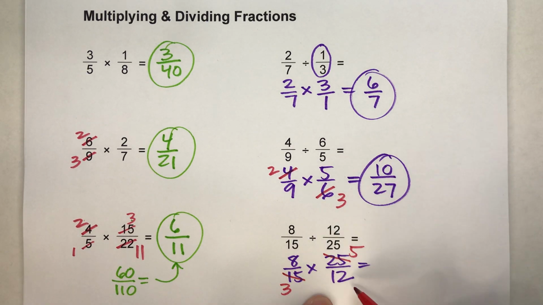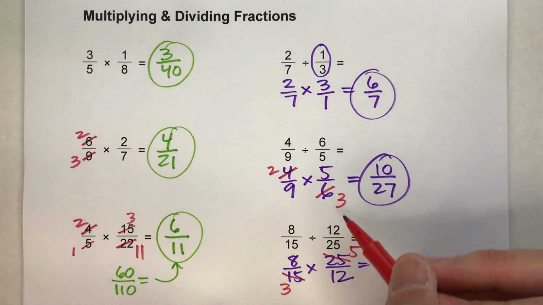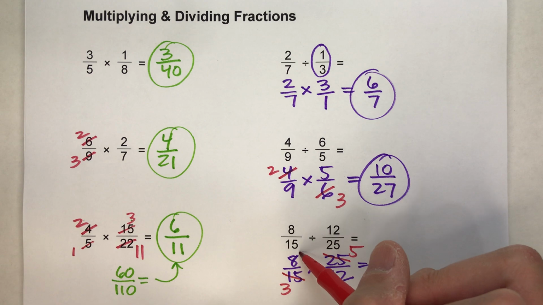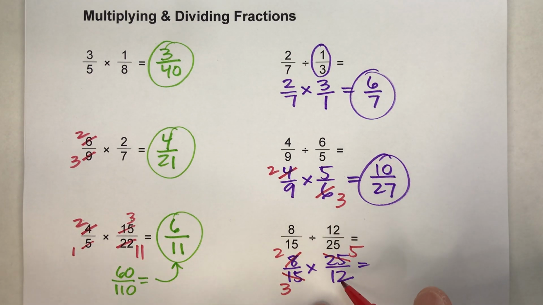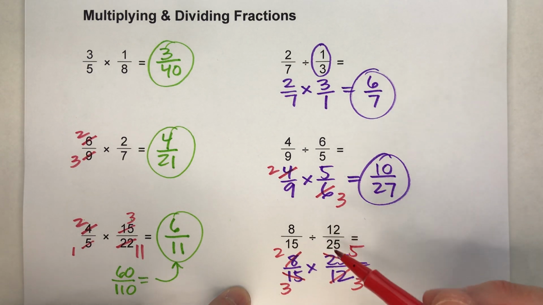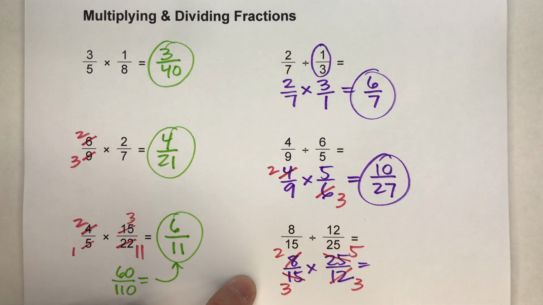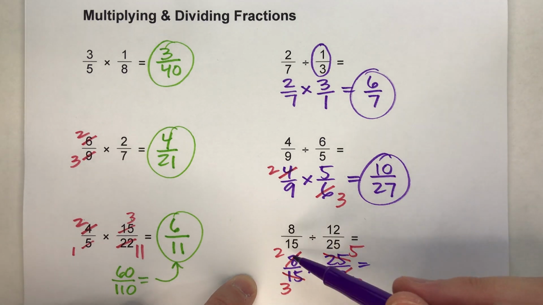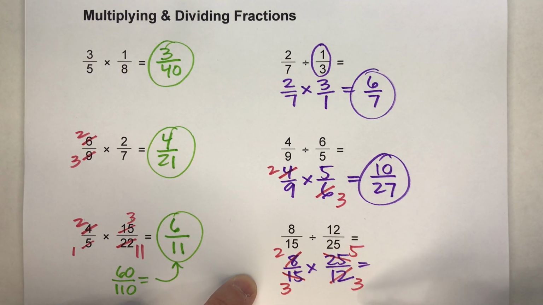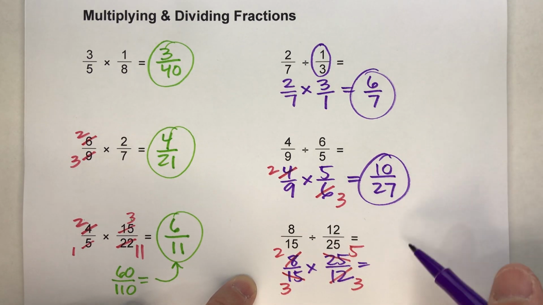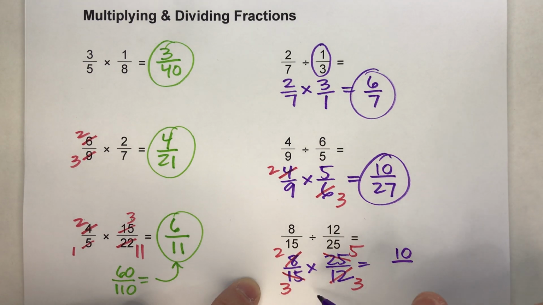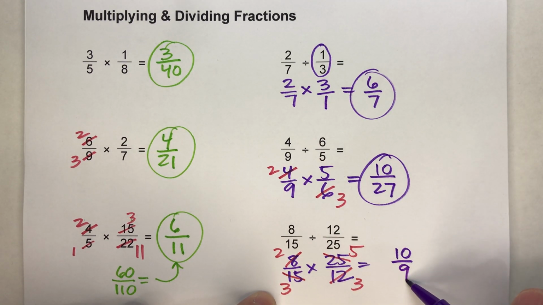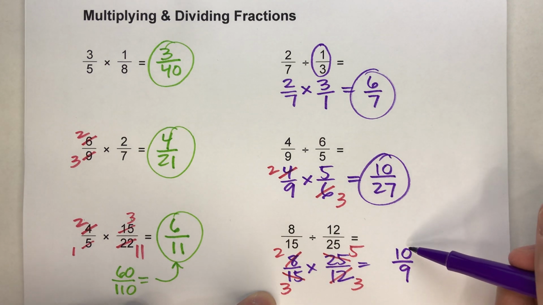But check out diagonally the other way, 8 and 12. There is a number that goes into both 8 and 12. 4 goes into both of them. 4 goes into 8 twice. 4 goes into 12 3 times. So those two fractions with those really big numbers all of a sudden reduce down to 2/3 times 5/3, which is actually pretty easy. 2 times 5 is 10 over 3 times 3 is 9. 10/9, and I can't reduce that.